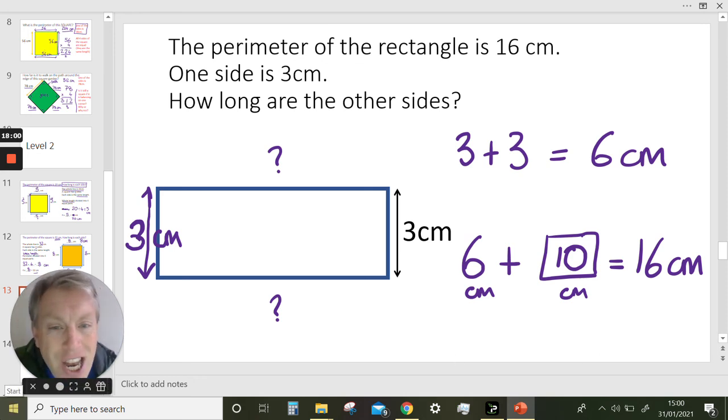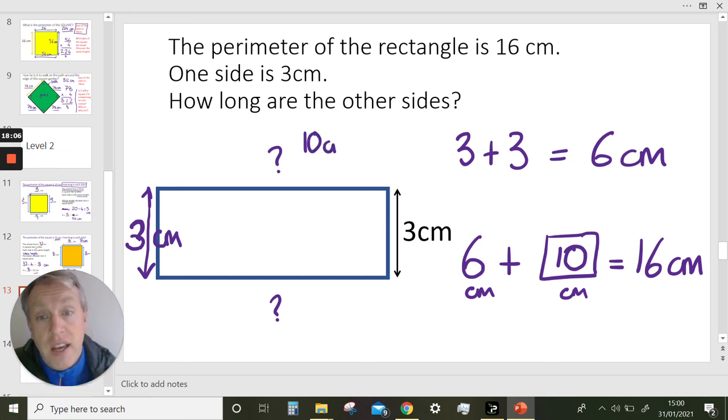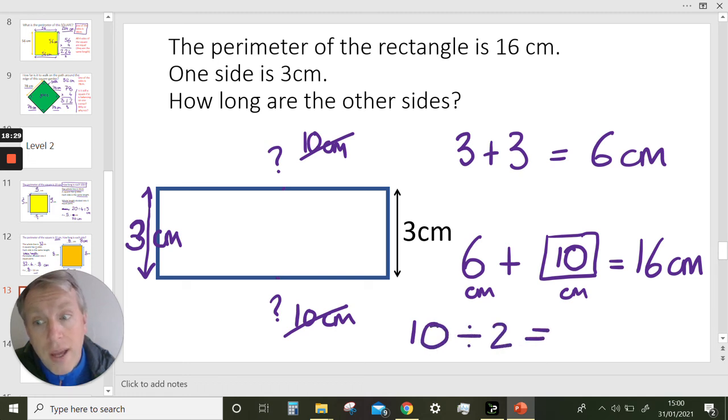It does not mean that it's 10 centimetres here and 10 centimetres here though. No, no. This 10 centimetres is how long these two sides of the same length are. We need to split that 10 into 2 parts because there are 2 equal sides that make the 10 centimetres. 10 divided by 2 is 5 centimetres.